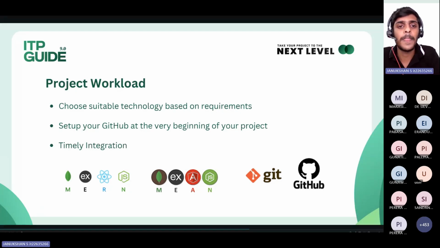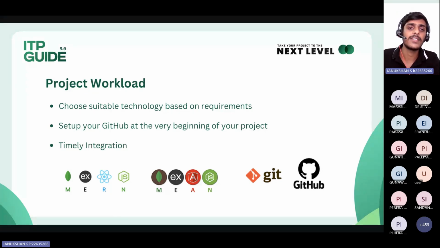Then comes the integration. You should do your integration on time to avoid being blocked by conflicts. As you will get marks for integration, it's better to keep all your work within one repository and merge frequently. Otherwise, if each person does their work separately, and you try to merge them at the very end, it will be very difficult to integrate.